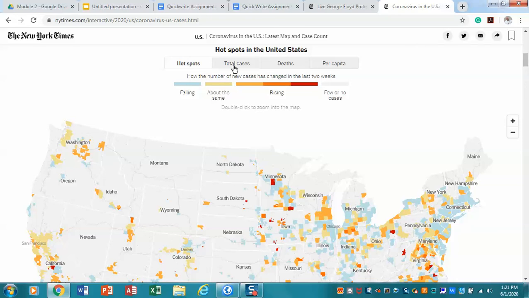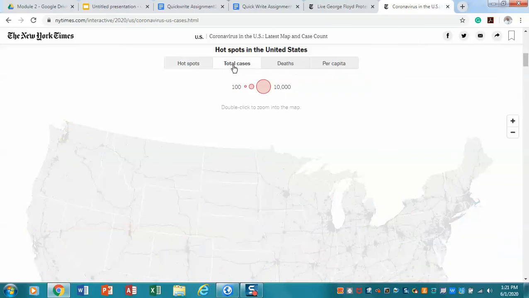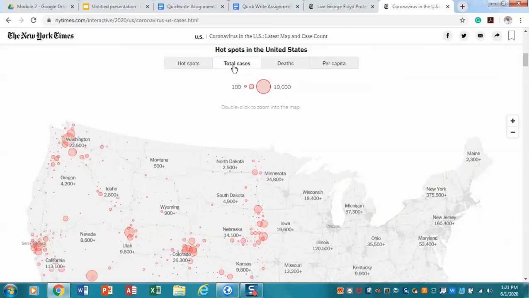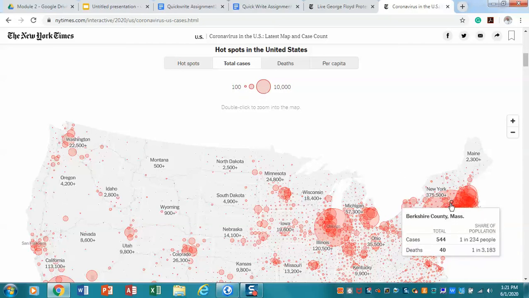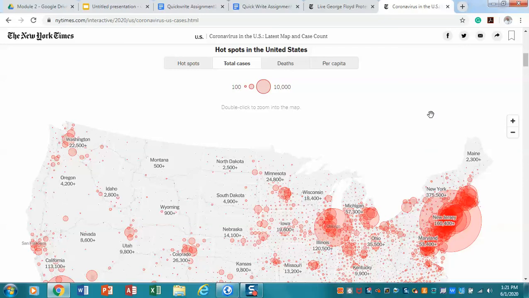Now let's take a look at it. I'm going to change this to total cases. And again, in this case now it is numeric, and what we show here is a little dot, little circle is 100, and a big dot is 10,000. And in some cases the dots get really, really big, and the dot, or the circle, is proportional to the quantity. So that's another way of classifying our data.